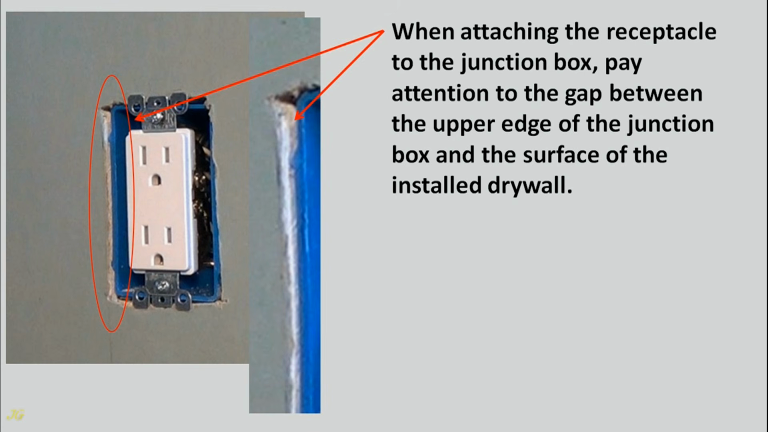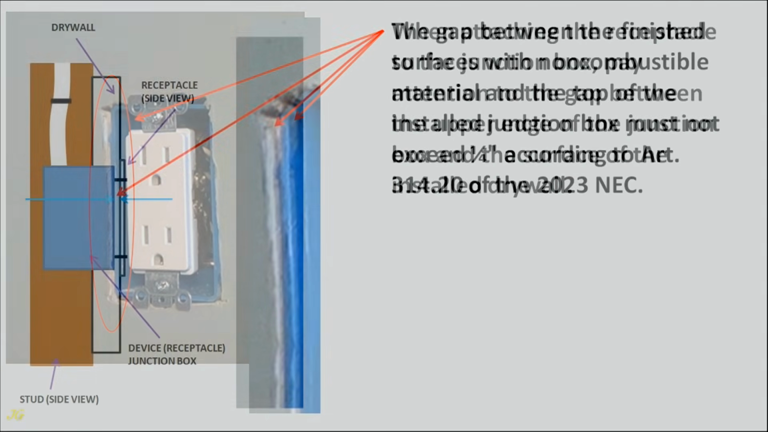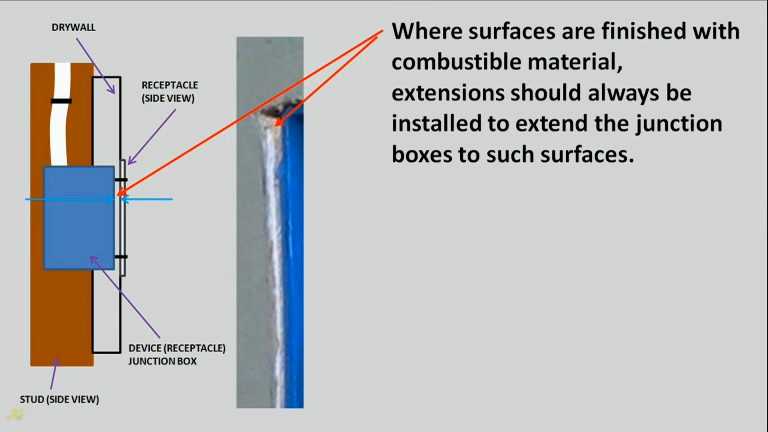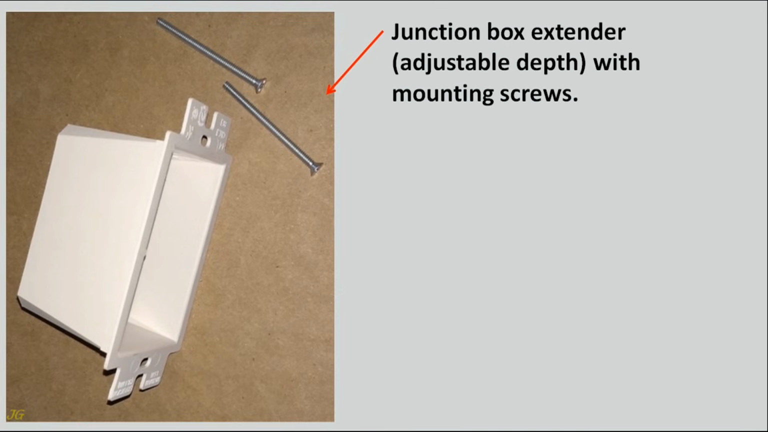When attaching the receptacle to the junction box, pay attention to the gap between the upper edge of the junction box and the surface of the installed drywall. The gap between the finished surfaces with non-combustible material and the top of the installed junction box must not exceed 1/4 inch according to Article 314.20 of the 2023 NEC. Where surfaces are finished with combustible material, extensions should always be installed to extend the junction boxes to such surfaces. Junction box extender, adjustable depth, with mounting screws.